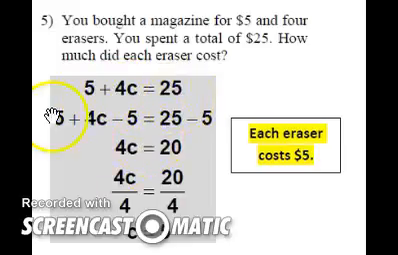Let's get our constants on the same side. So since we're adding 5, we want to take away 5 from both sides. 25 minus 5 is 20, and we end up with that 4C on this side. Since the coefficient is 4, we're going to divide both sides by 4, and our cost ends up being 5. 20 divided by 4 is 5, so each eraser costs $5. If we put it back in, 4 times 5 is 20. 20 plus 5 is 25, so it checks.